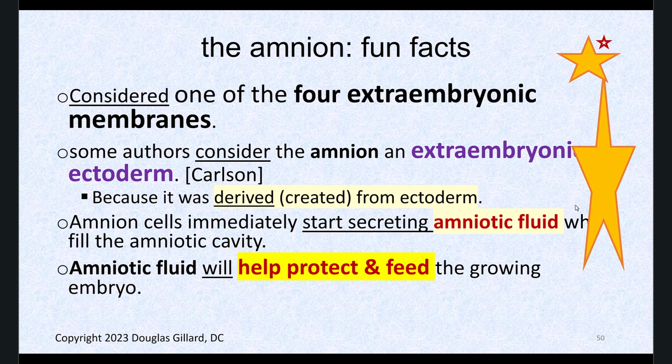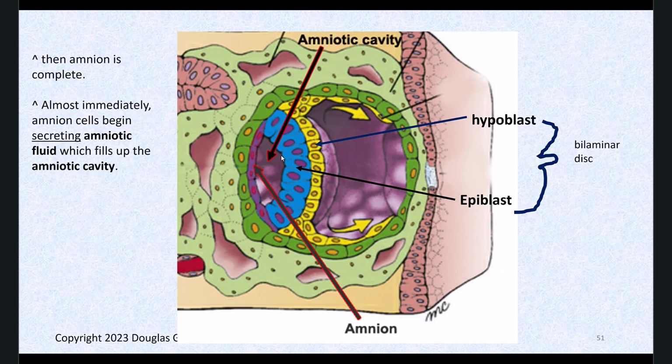Amniotic fluid feeds and protects. There's just another picture of it. Now we can see the amnion has formed. It's already starting to secrete fluid. We can see that our cytotrophoblast, or our blastocyst, has been pulled completely within the endometrium. There's a uterine cavity out here, and uterine milk is all done.